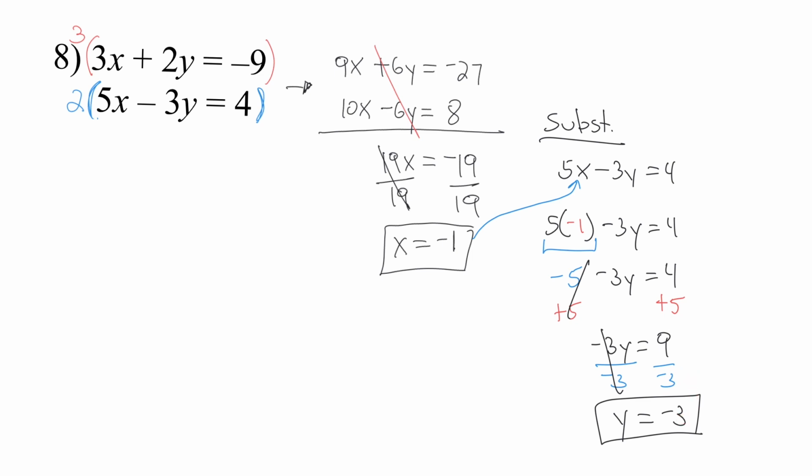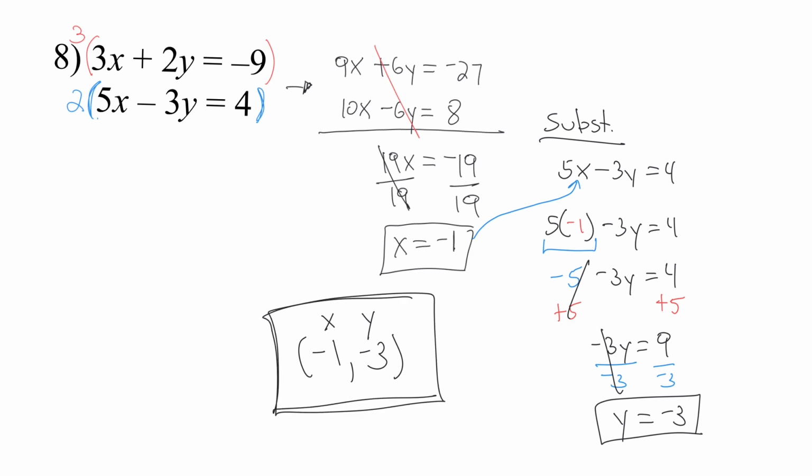So my answer has to be in parentheses. It is an ordered pair. You have a point, and the x always goes first, negative 1, and then the y. So remember the order. X is before the y. That's always true. So we have negative 1, negative 3.